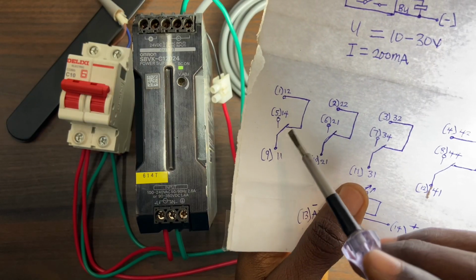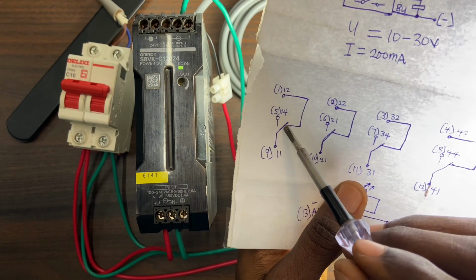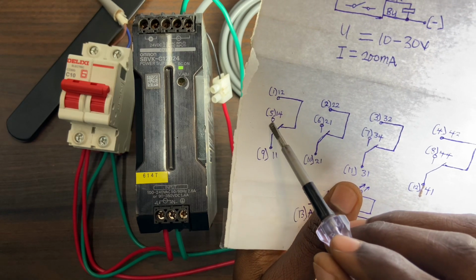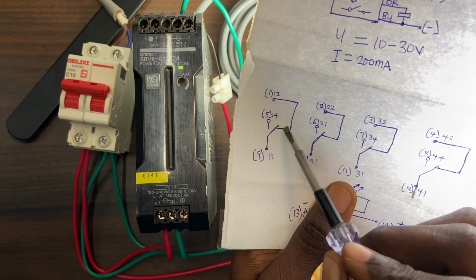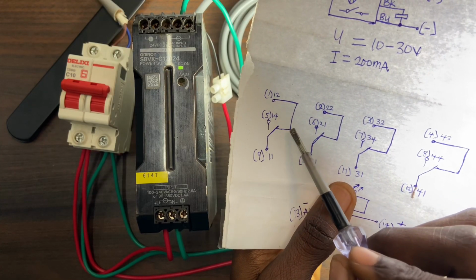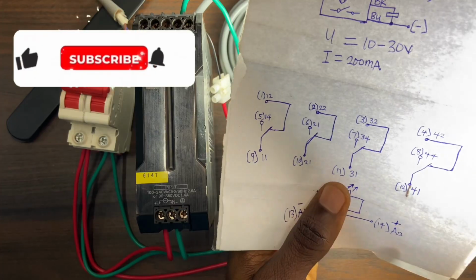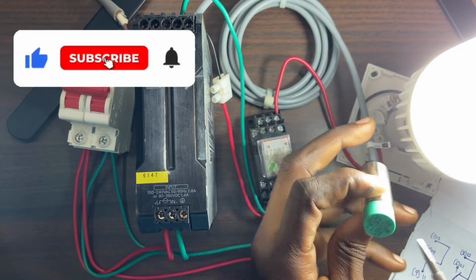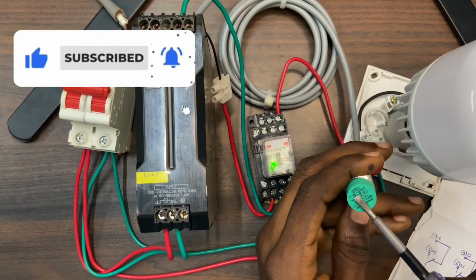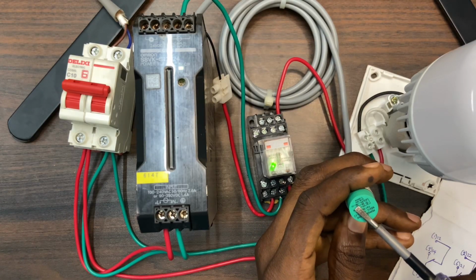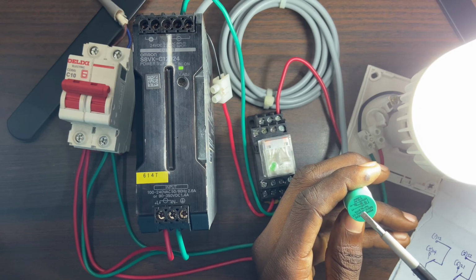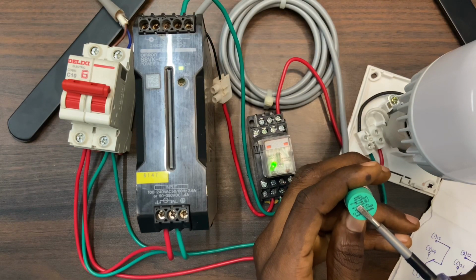The moment the relay energizes, this bar is going to disconnect this line and link to this one. So when I touch the proximity sensor with my tester, it's going to disconnect this side and link to the normally open. Okay, so right now it's working as I said. The indicator on the relay has lit up. When I remove my hand, it goes off.